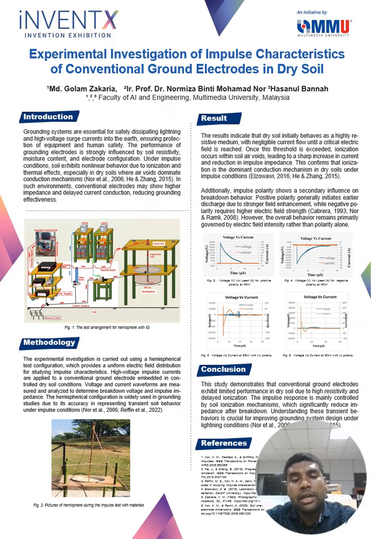So in conclusion, dry soil initially behaves as an insulator but undergoes a sharp transition to ionization beyond a critical threshold. The polarity effect is minimal and the overall behavior is dominated by electric field intensity. These findings are important for improving grounding system design under lightning conditions. This study not only confirms existing ionization models but also provides experimental validation under controlled laboratory conditions.